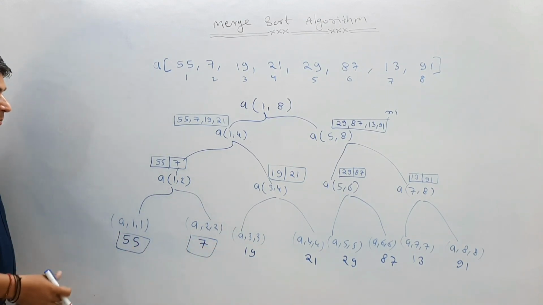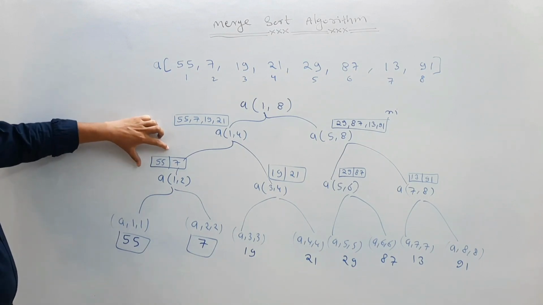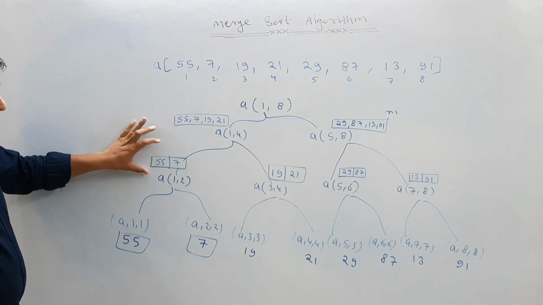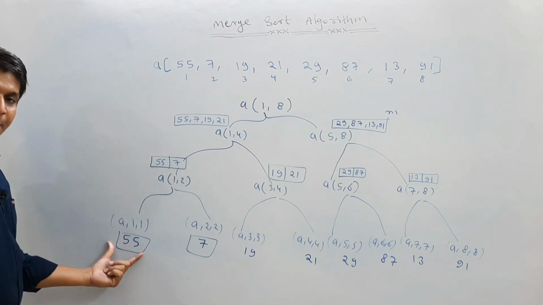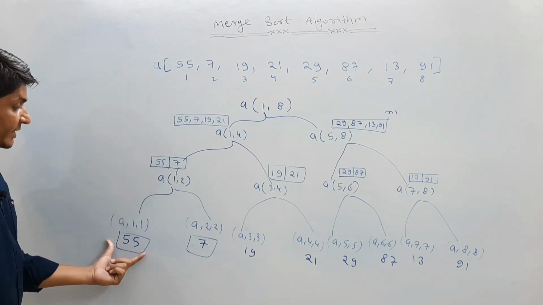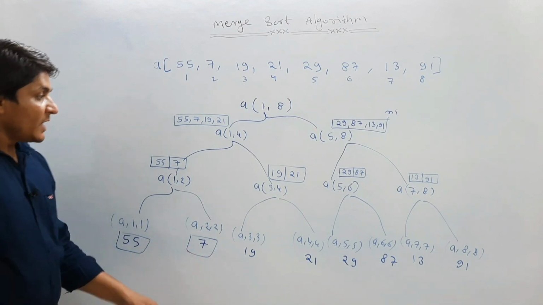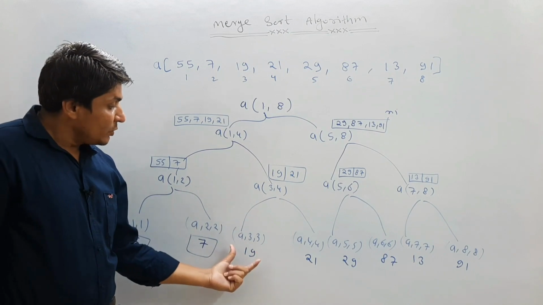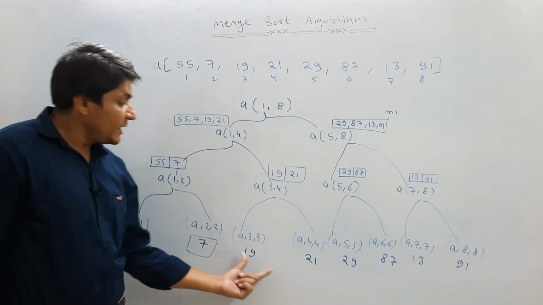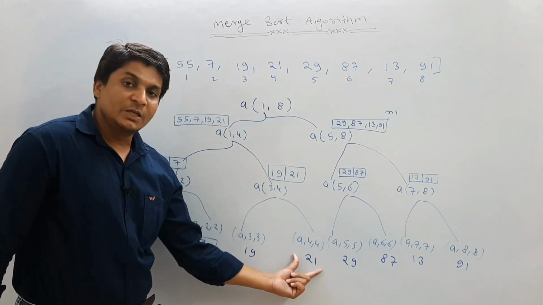Second sorted subarray. But for this problem, see, if you are applying merge sort on these 2 elements, it would give you one sorted subarray. 55 is one sorted subarray, and this is the second sorted subarray. If you are applying merge sort on this particular problem, you are going to get one sorted subarray in the form of 19, and you are going to get a second sorted subarray in the form of 21.